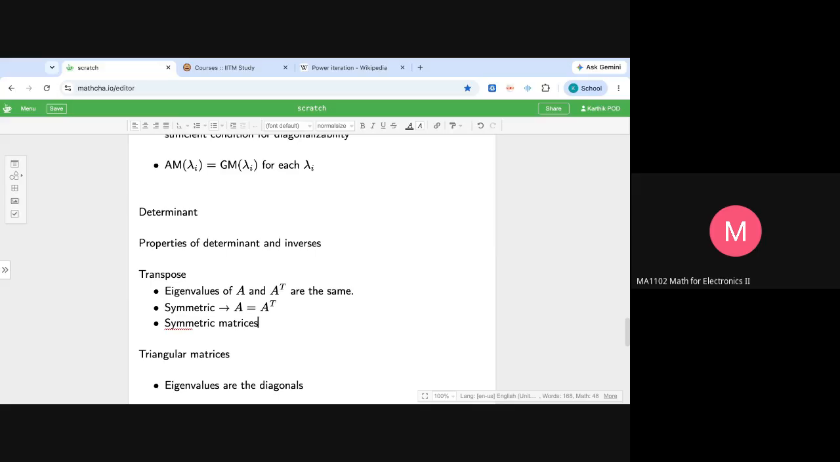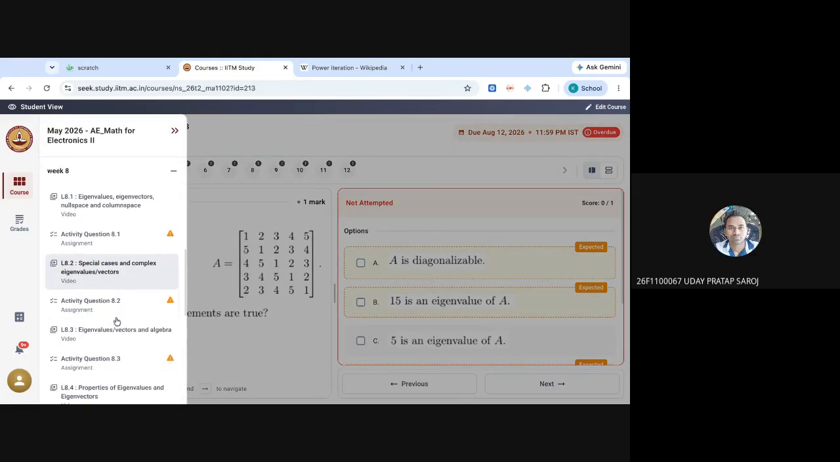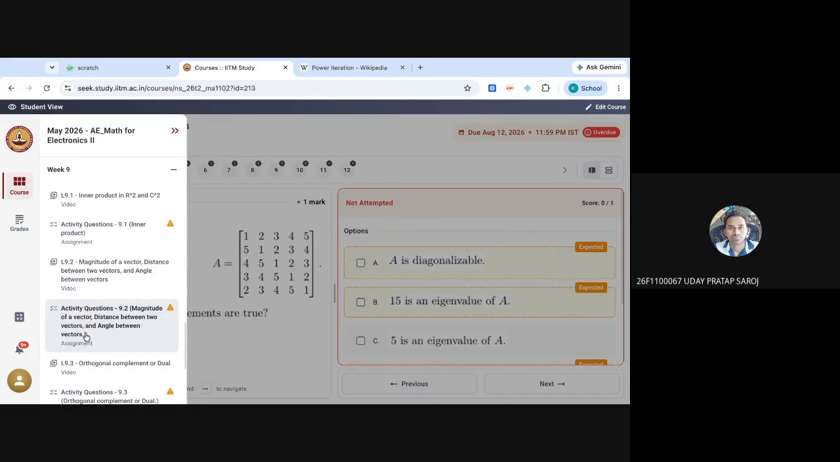Symmetric matrices are interestingly always diagonalizable. I hope we have discussed this in the course. Have we discussed this part? Probably, but I didn't actually go into it, though I think I know the idea. We discussed that in week nine.